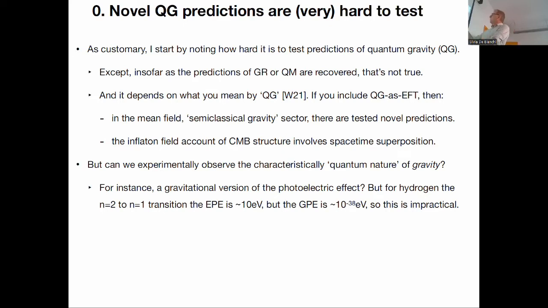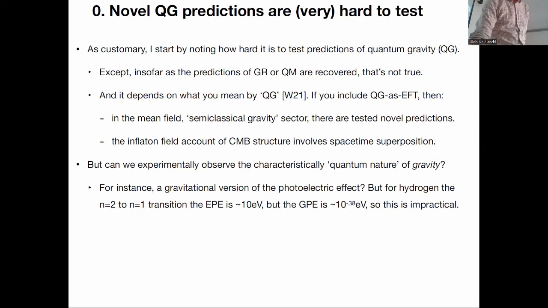If you just think about the scale of things, if you're thinking about the emission of a photon, just think about hydrogen and the lowest energy gap, we're talking about energies that are tens of electron volts. That's the kind of energy of the photon you're going to produce. But the gravitational potential energy is 10 to the minus 38 electron volts. So the gravitational energy between the different levels is so tiny, you're never going to see a particle that has this much energy.